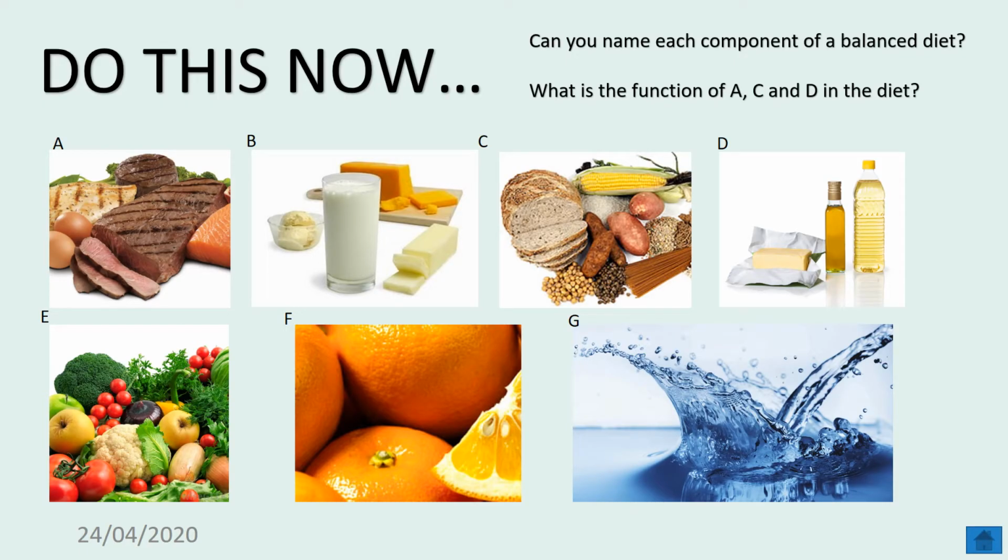Okay, so before we get going, you'll be familiar with this because this came up on a previous lesson. I think it's the last lesson. We've got some pictures of some different parts of a balanced diet. So first of all, go through and identify those different parts of a balanced diet. And then for A, C, and D, can you have a go at saying what their function is? You don't need to write it down, just do it in your head, but you'll probably want to pause the video just to give you a minute to do that.